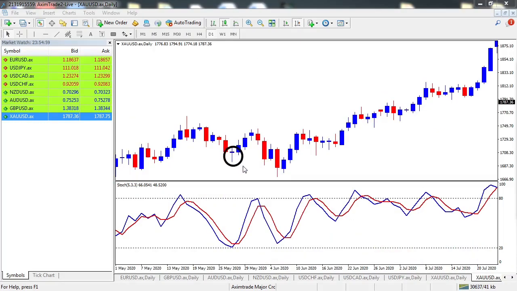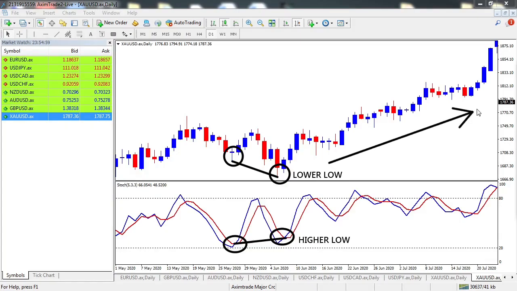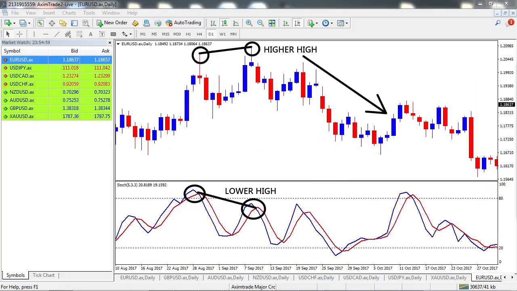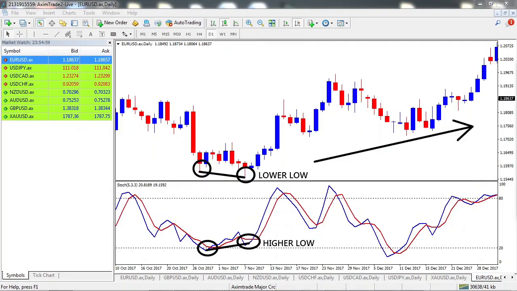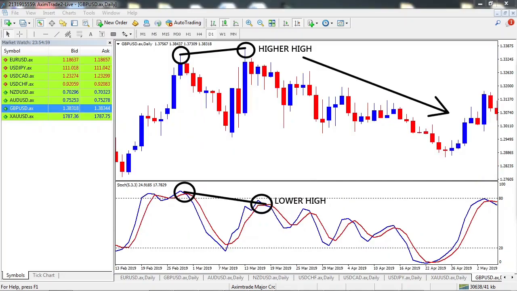Bullish divergence. A bullish divergence happens when the market is making lower lows, but the stochastic indicator does not make lower lows. This indicates that the market is oversold. The decline may be slowing down and signals the market may rise soon. Here are a few examples of divergence signals.